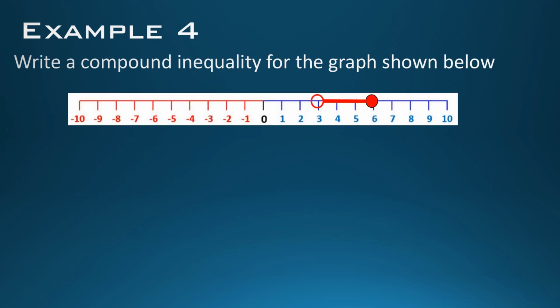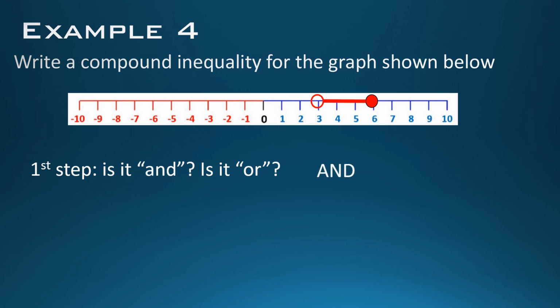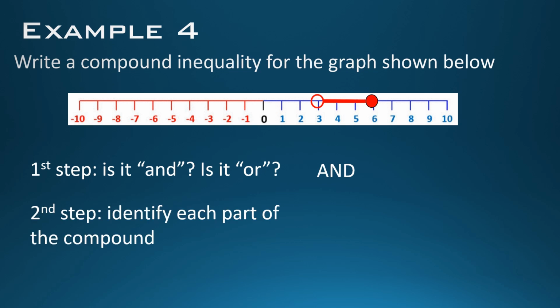Alright, now let's look at example number 4. We're going to go backwards and write the compound inequality from the graph shown below. First thing we have to do is look at our steps. The first step is to identify whether this is an AND compound or an OR. This is an AND because the arrows aren't going off into infinity, positive and negative, they're going between the two circles. Then the second step is to identify each part of the compound.